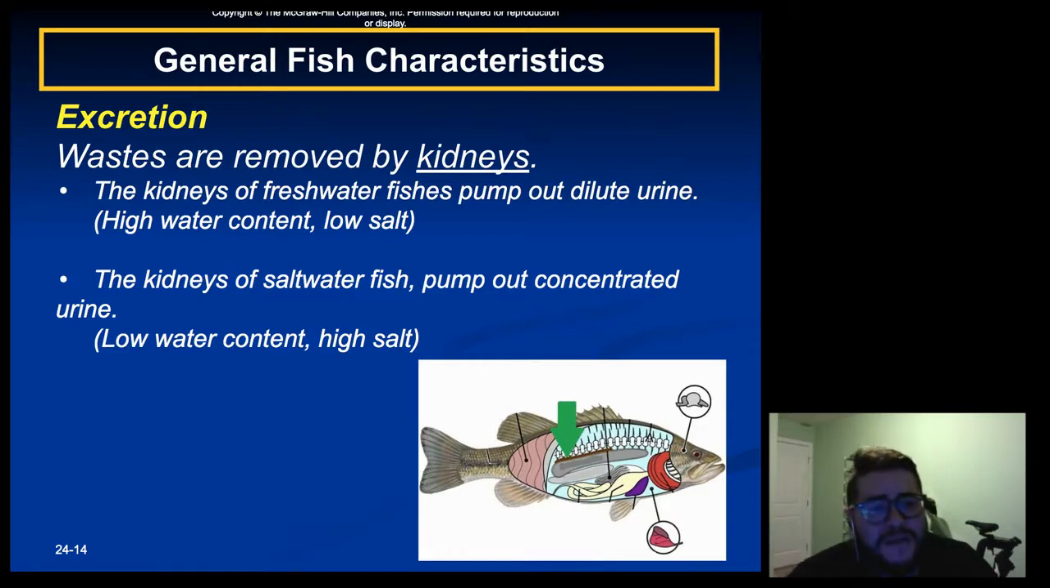Excretion is removed by kidneys. Kidneys remove the waste, higher salt concentration, too much water, different solutes, things like that, filtered out by the kidneys.